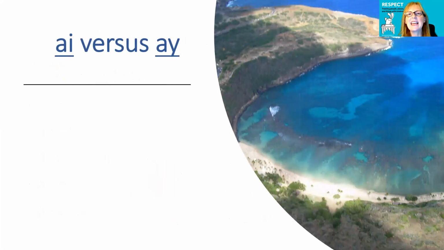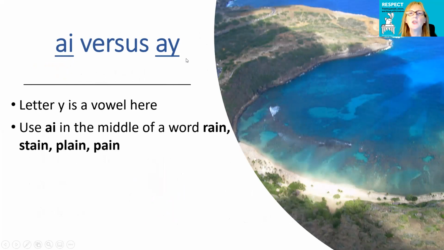Okay, let's get back to A and I, those two spellings. The letter Y in this case is a vowel. The letter Y is a vowel, so it takes the place of this I in making this A long. Use AI in the middle of a word, like in rain, stain, plane, pain. You actually can't end a word with long A with an I after it. That doesn't work. So if you have that A sound in the middle of a word, that is one of your guesses. You're either going to do AI or you're going to do A consonant E. So at least you've narrowed it down to two of the three ways.